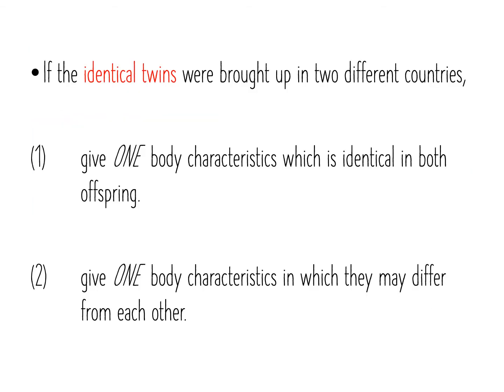Now let's take a look at the question. If the identical twins were brought up in two different countries, what does it mean by identical twins? That means they are genetically identical. Alright, so question 1, can you give me one body characteristic which is identical in both offspring? The answer should be any characteristic which belongs to the discontinuous variation.